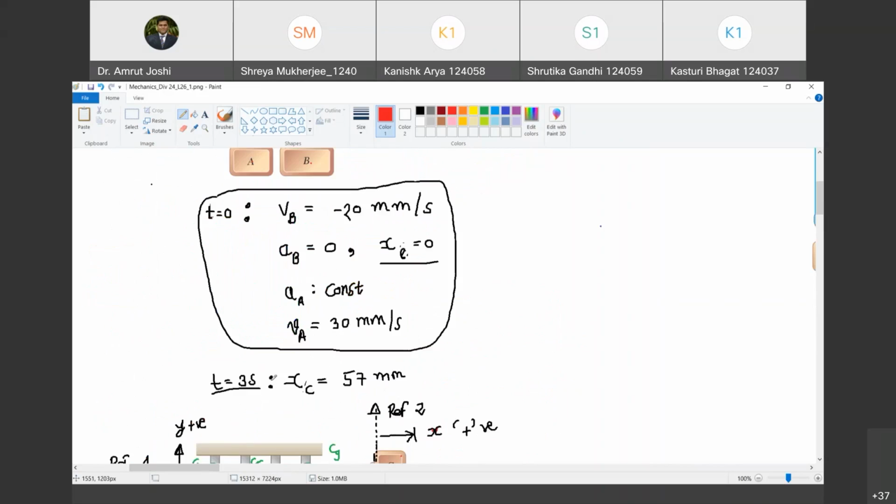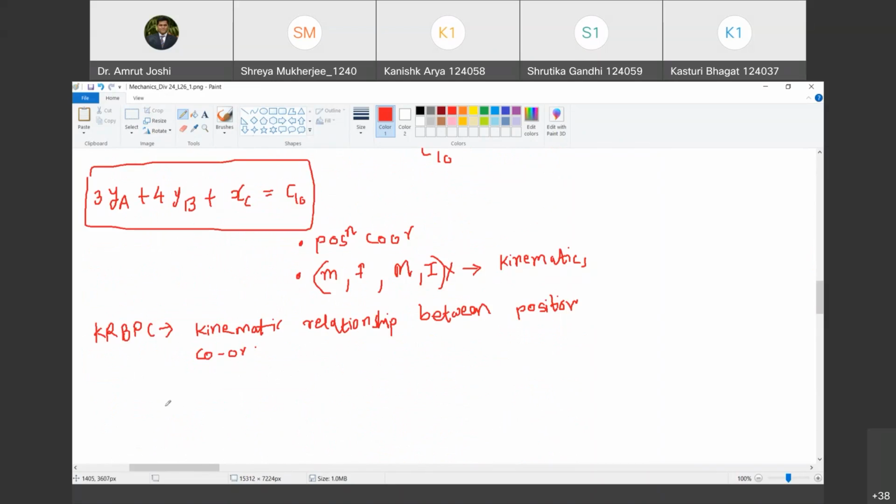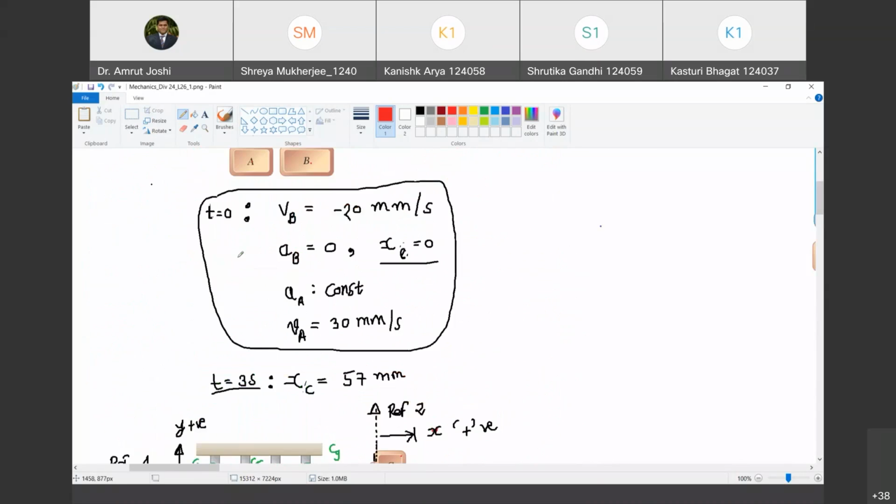Only one, because here there is only one string. Do you agree with me? Yes, sir. So in general, in a problem, if you have two cables whose length is not going to change, we can write two KRBPCs. Do you agree with me? Yes, sir. So as many cables as there are, that many KRBPCs there will be. Remember this. Are you with me? Okay, sir. So how many KRBPCs? One, sir. The number of inextensible cables. Happy? Yes, sir. As many inextensible cables as there are, that many KRBPCs we can write. In this particular case, we are going to write down only one KRBPC.